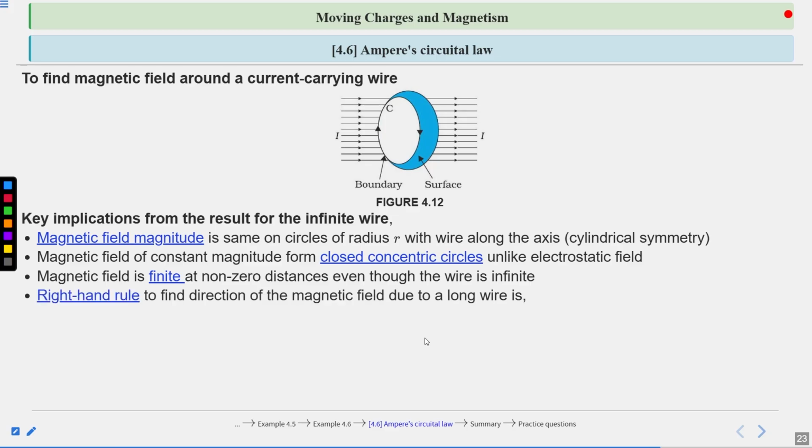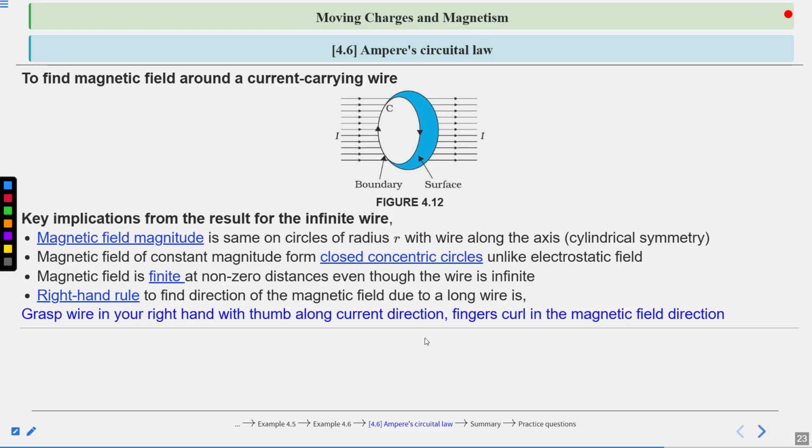And the right hand rule to find the direction of magnetic field due to a long wire. We can apply the right hand rule here also. Grasp the wire in your right hand with thumb along the current direction, and fingers curl in the magnetic field direction. This right hand thumb rule can be used in two ways. If the current direction is given and you have to find the magnetic field, then curl the fingers in the direction of current, and the thumb will give the direction of magnetic field.